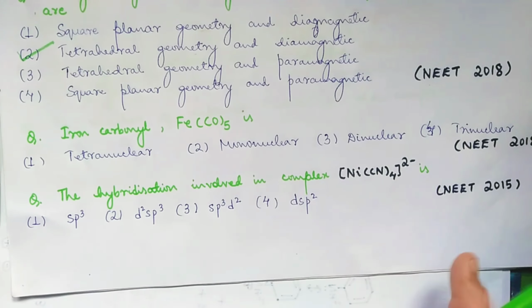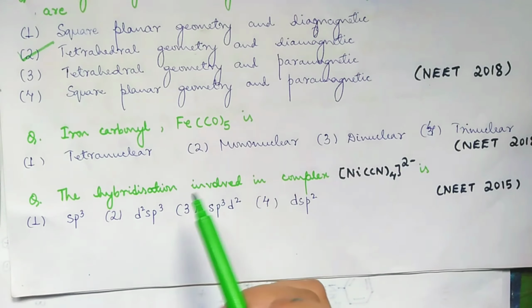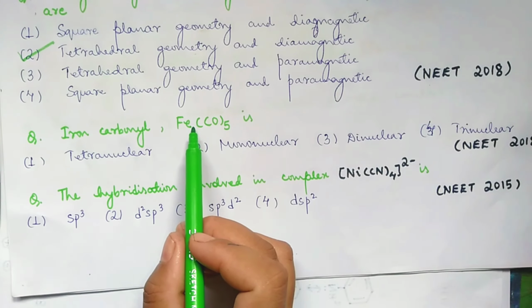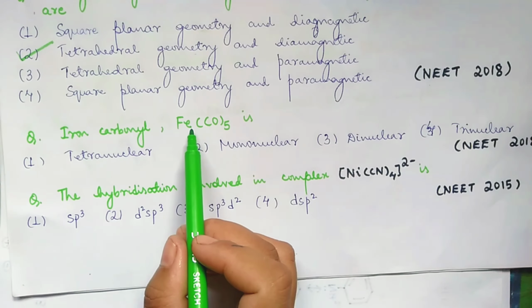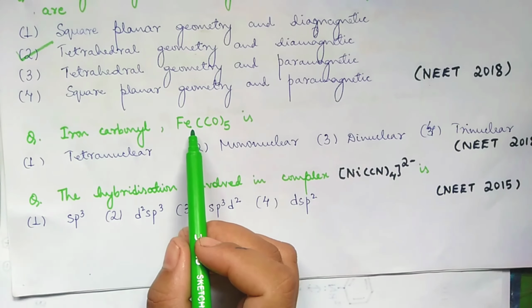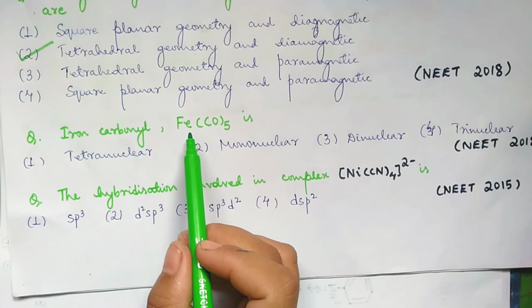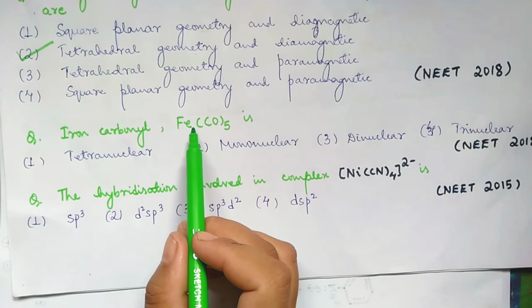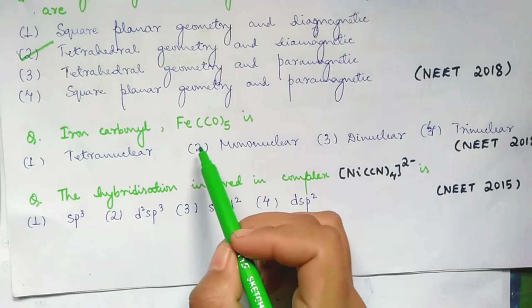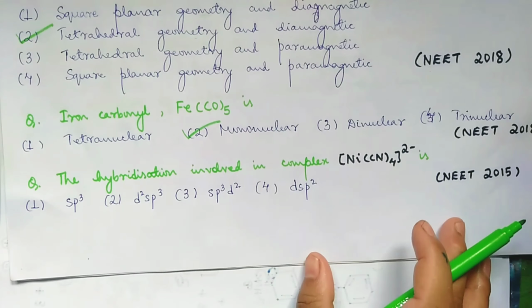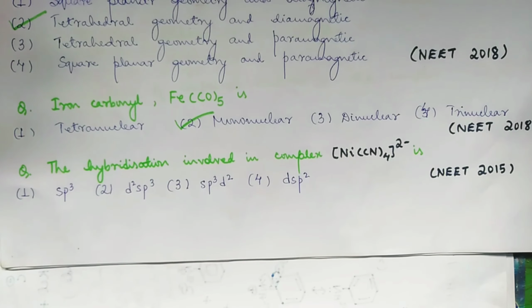Now the second one. Iron carbonyl is. Now look here. Here we have one iron, right? If it is 1, then it is mononuclear. If it is 2, then dinuclear. If 3, then tri. If 4, then tetra. If 5, then penta. Here we have one iron. So it is mononuclear.